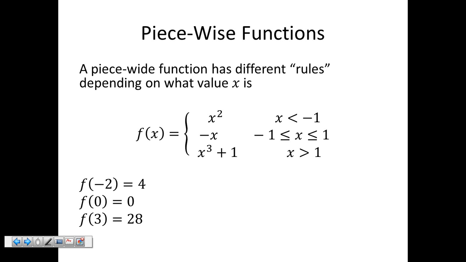If I'm interested in finding out what f of negative 2 is, well, negative 2 fits into this first piece because negative 2 is less than negative 1. So I have to use f of x equals x squared. Now, if I want to find out what f of 0 is, I've got to use this middle piece because 0 is between negative 1 and 1. And then similarly, if I want to find out what f of 3 is, I have to use that bottom equation because 3 is greater than 1. So I have different rules depending on what x value I'm plugging in.